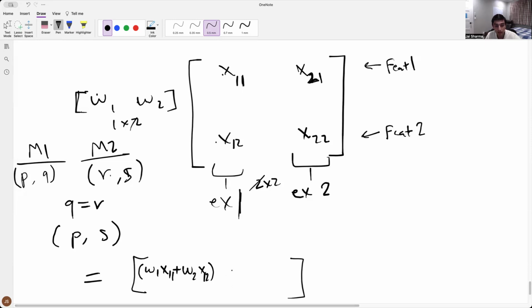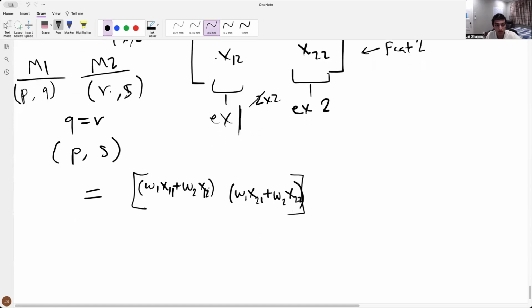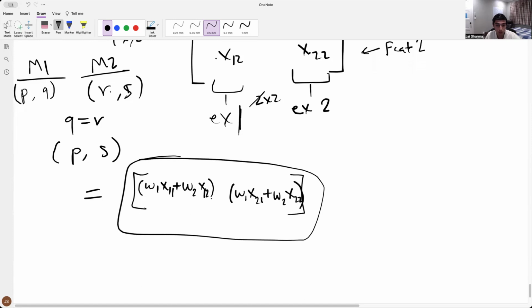And then the second one is W1 X21 plus W2 X22. And that gives us the result. What does this show? This shows that this would be our y hat for example 1. This would be our y hat for example number 2.